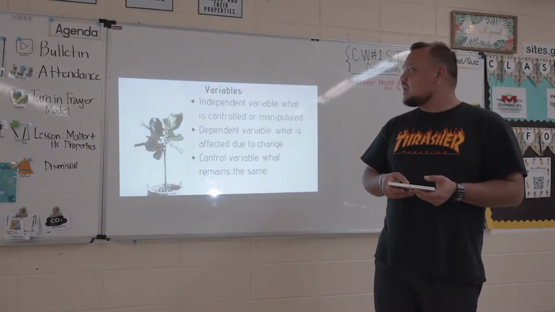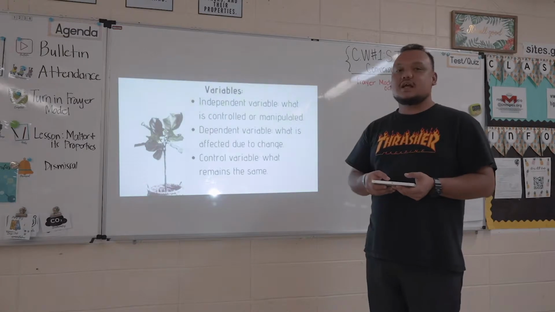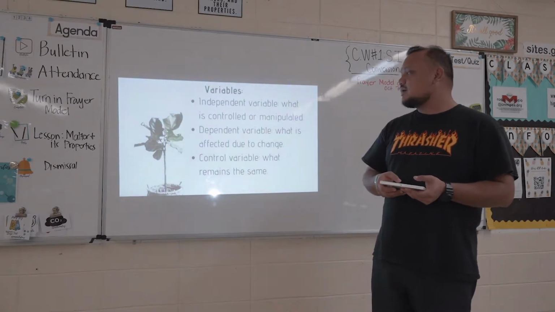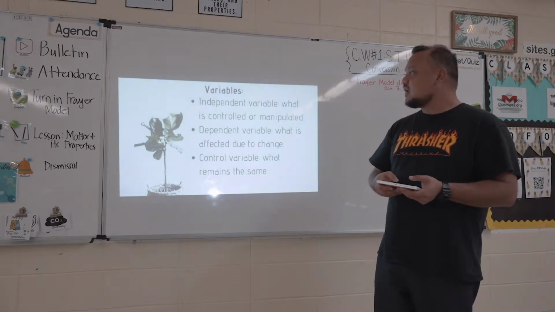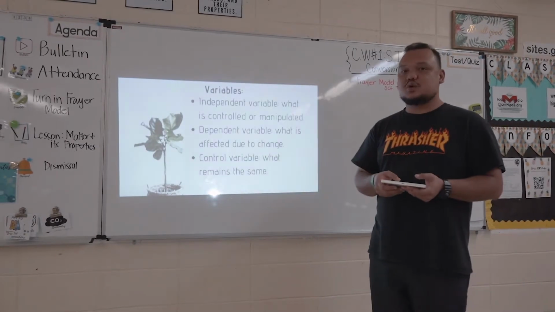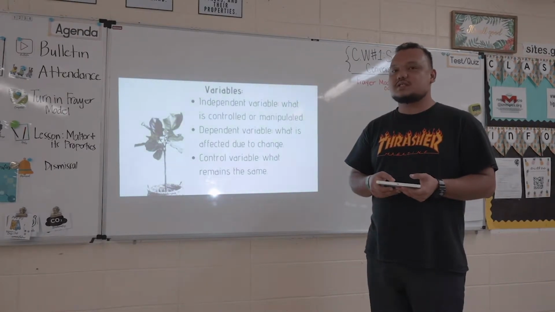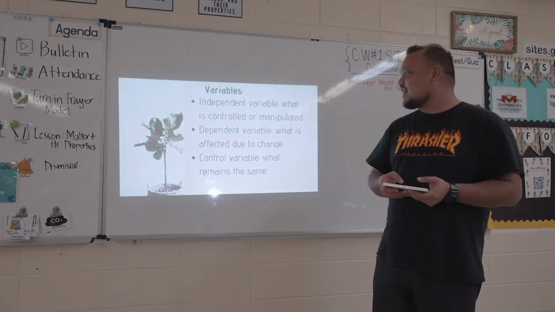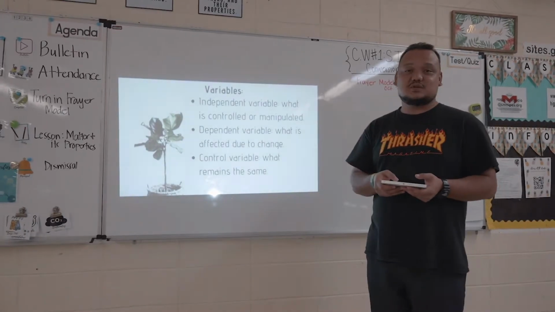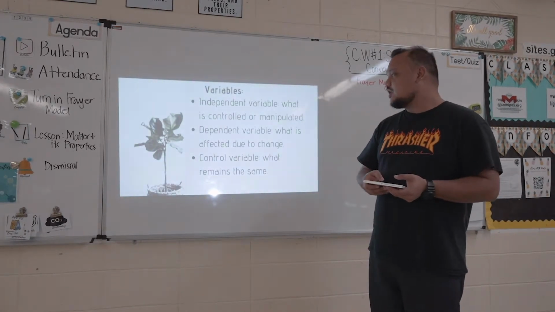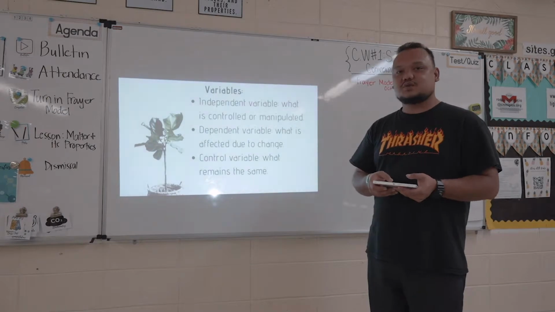In an experiment, there should be variables. There are independent variables, dependent variables, and control variables. An independent variable is what is controlled or manipulated by the researcher or scientist, and the dependent variable is what is affected due to that change. And the control variables are the conditions that remain the same.